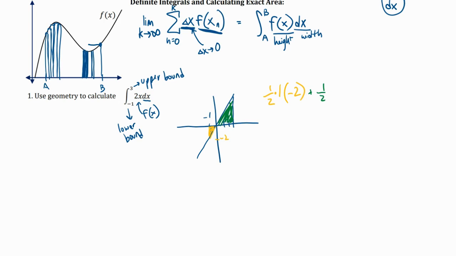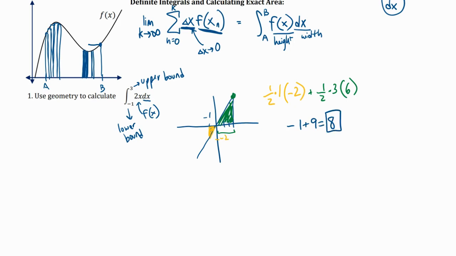Our base is going to be a base of 3. And then what's our height? Well, if I plug 3 in, I can find this point here. Plug 3 into 2x, I get 6. And then when I calculate these out, I get -2 over 2, which is -1, plus 18 over 2, which is 9. And my answer is an area of 8.